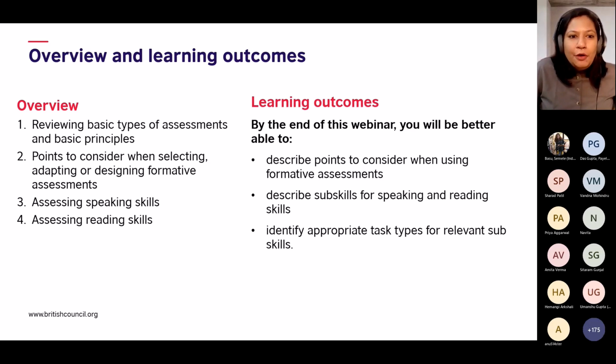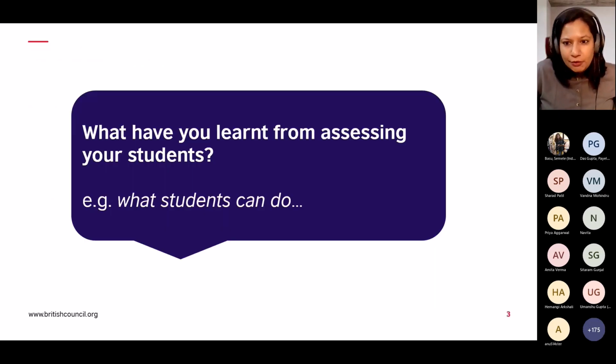So we're going to start with a question, okay? As teachers, what have you learned from assessing your students? It could be any type of assessment at any point in your career. What have you as a teacher learned from it? If you could type your answers in the chat box, that will be great.